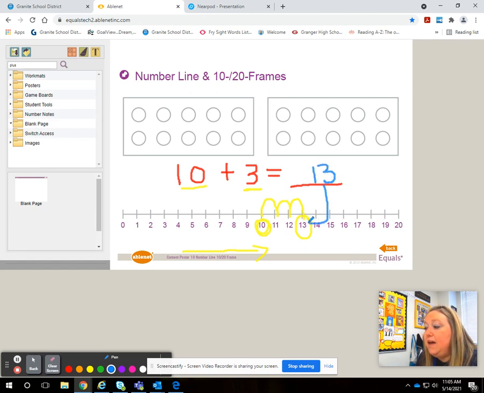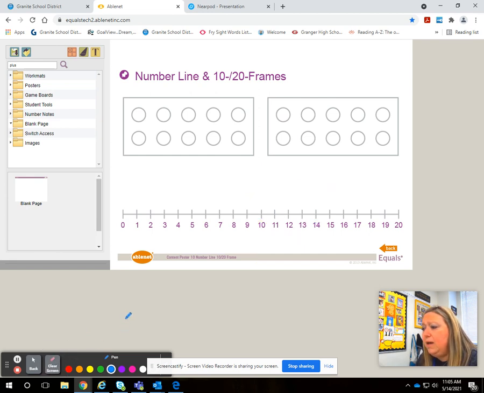And I got that from this number line right here. We did this way back at the beginning of the school year. We did a little bit of addition with some lower numbers, and now we're just doing a little bit higher numbers, working with the number line. So there's 10 plus 3 equals 13. We're going to try a couple more.